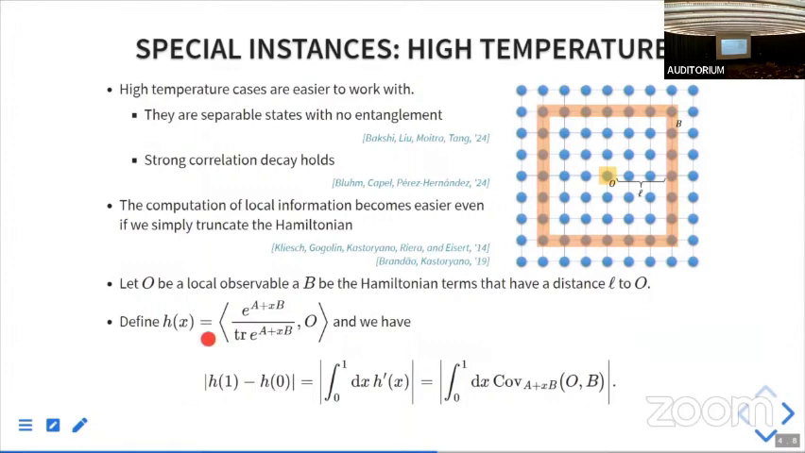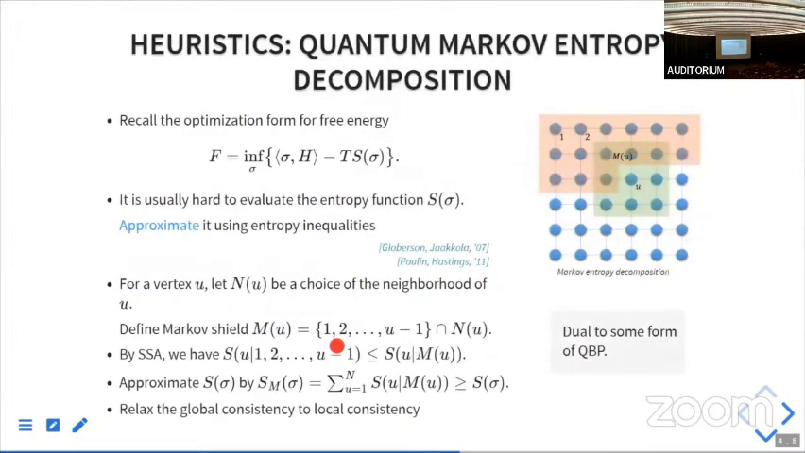And computing local mean values is exactly the forward problem that we are considering. So this is another instance where you can have higher temperature, a special instance that you can solve. There are also some heuristic methods.